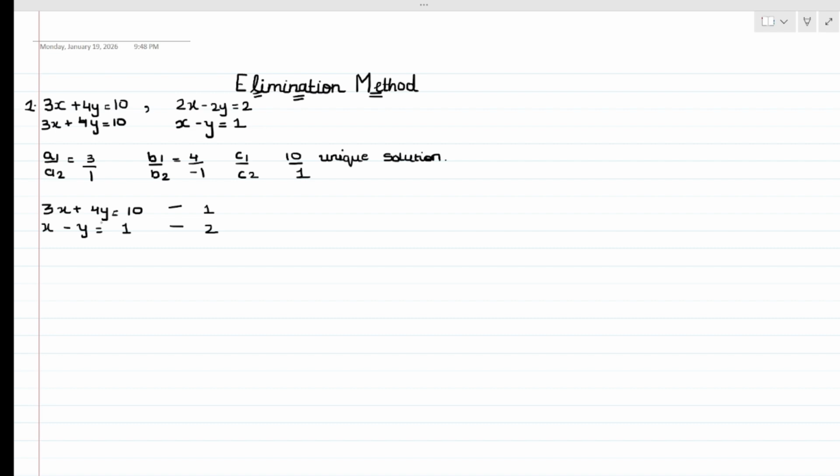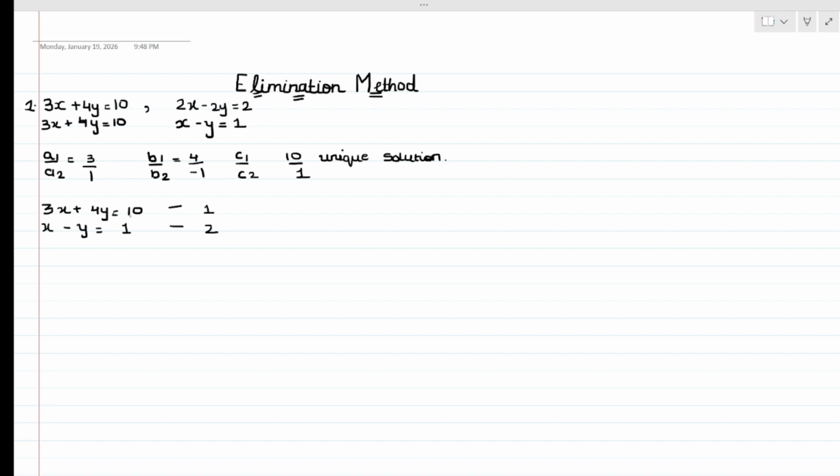Now, for the elimination method, you should select one of your variables. Either you go for x or you go for y, whichever seems comfortable for you. For this case, I am taking x as my variable. My first equation has 3x, which means I need to make my second equation also 3x. That means I need to make one of my variables the same, either x or y. For this case, I am taking x as the same variable.